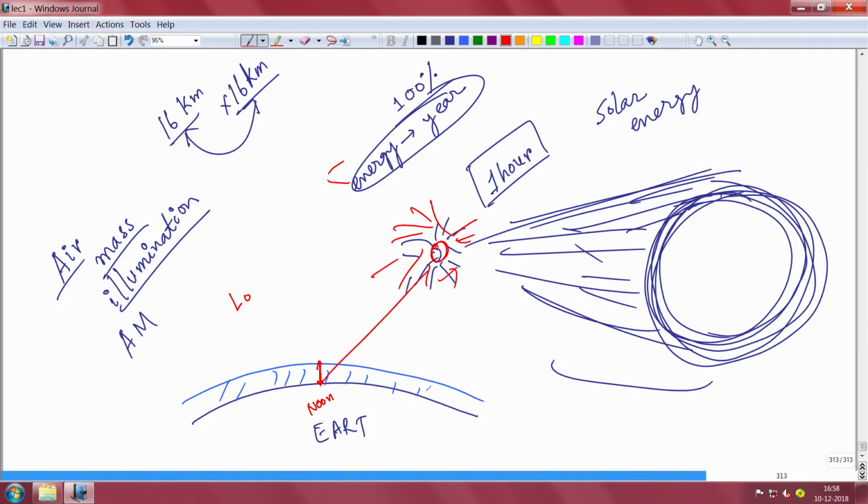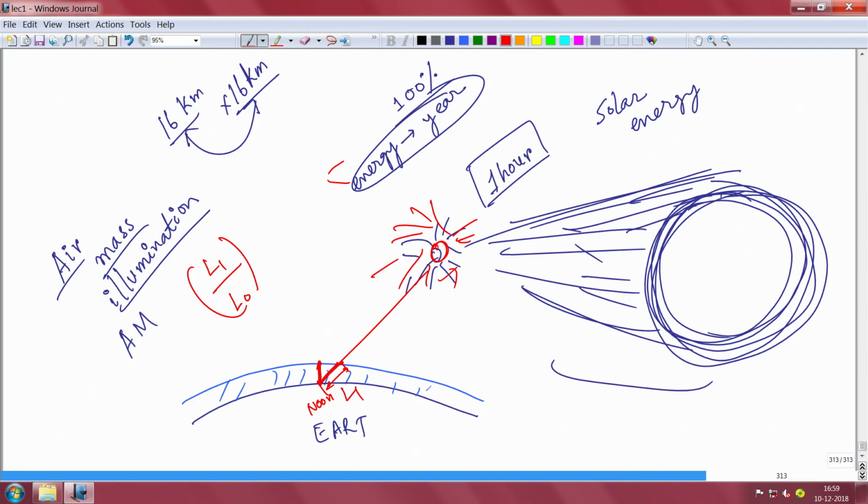Sunlight will come like that. So the path length that it travels in the atmosphere has now increased to L1. This L0 by L1 ratio is what you call the air mass illumination. That is, what is the path length through the atmosphere the sunlight has to travel compared to the path length at noon time, because at noon time the path length is the minimum, right?